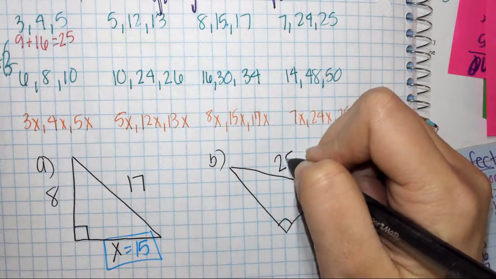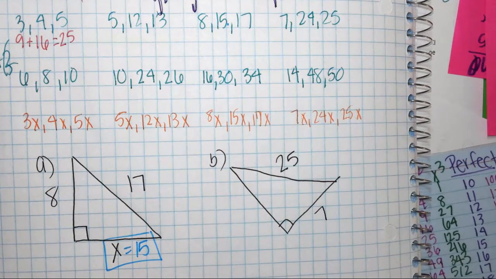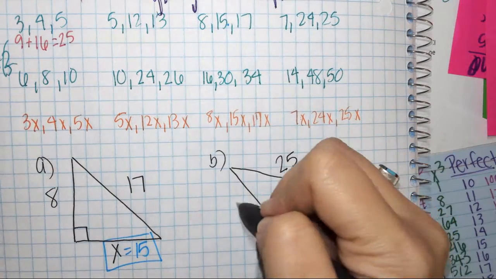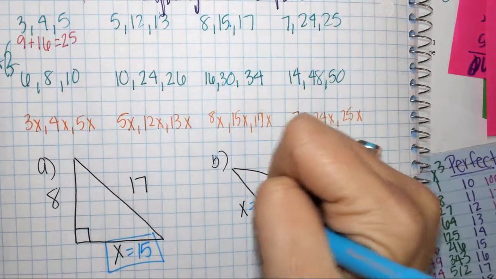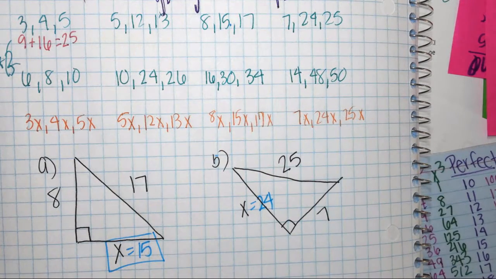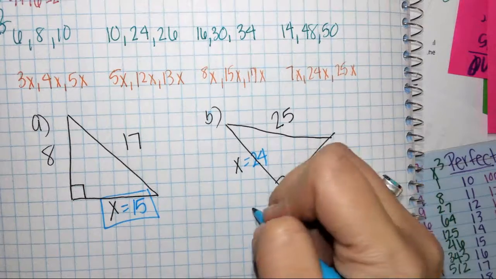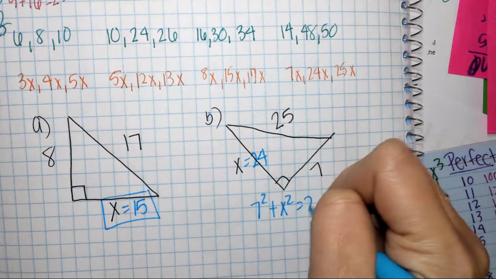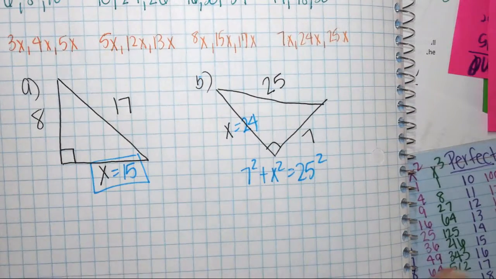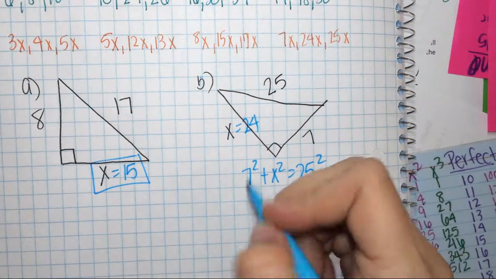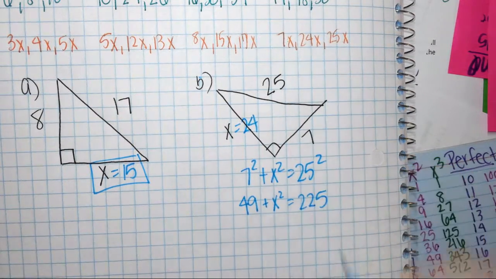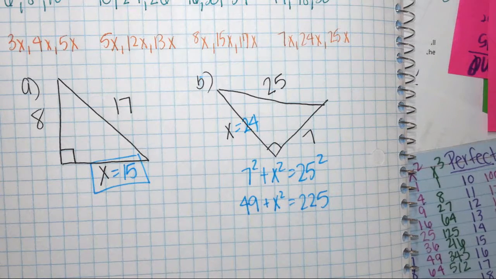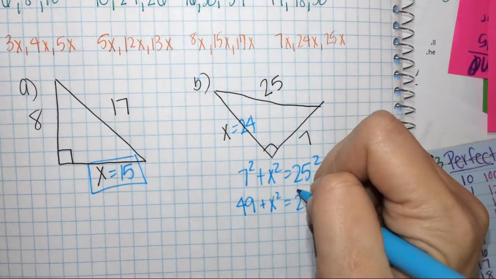So what if I give you one that looks like these? And I say 25 and 7, and I want you to find x. 24. Why is it 24? Because that's your triple. And in case you don't believe me, we can use the Pythagorean theorem to prove it. So we would have 7 squared plus x squared equals 25 squared, correct? All right, 7 squared is 49. 25 squared is, no, 25 squared is 625.